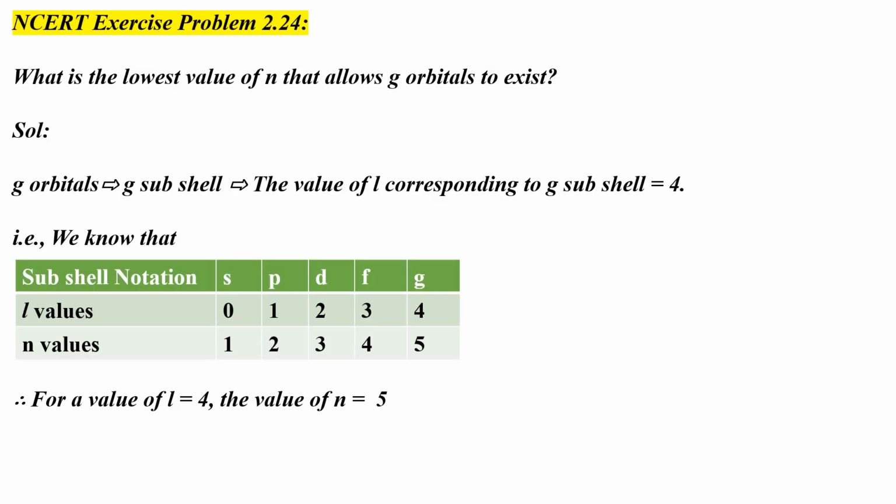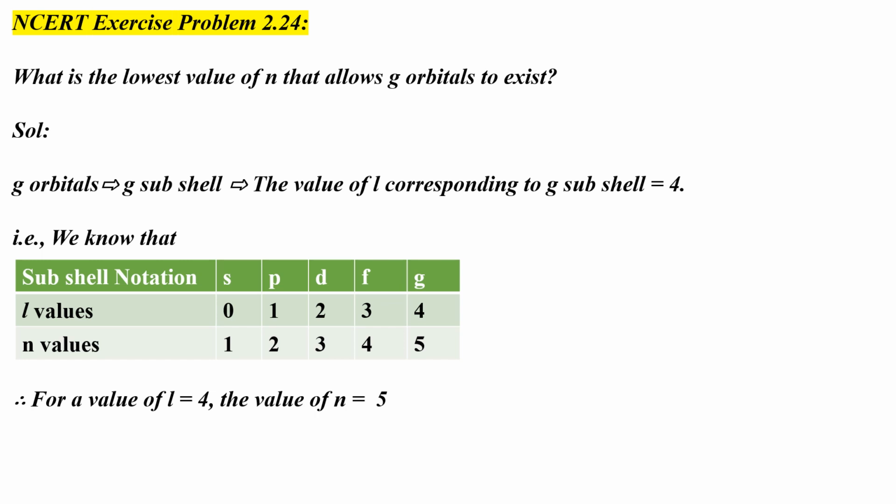Let's do the exercise problem 2.24. What is the lowest value of n that allows g orbitals to exist? You are asked to find out the shell in which you come across g orbitals for the first time. Let's see how to solve this.